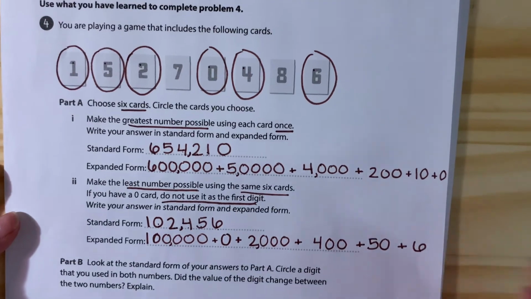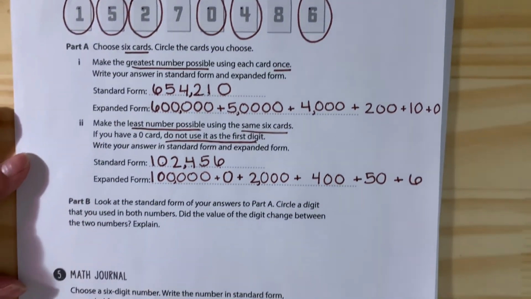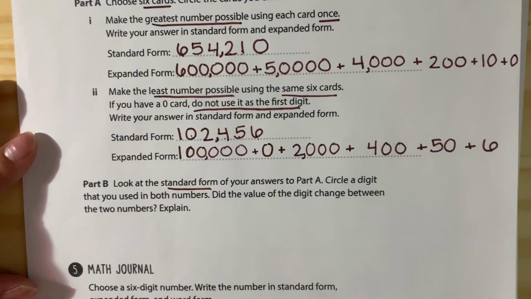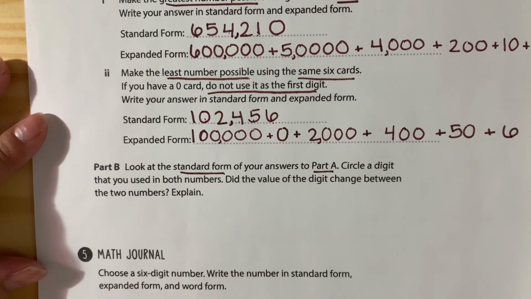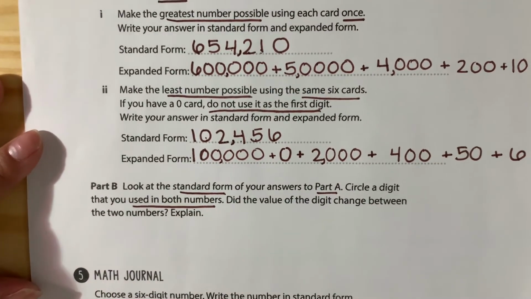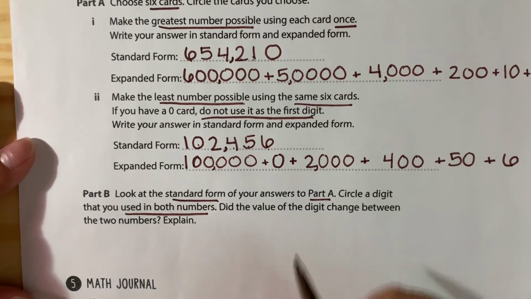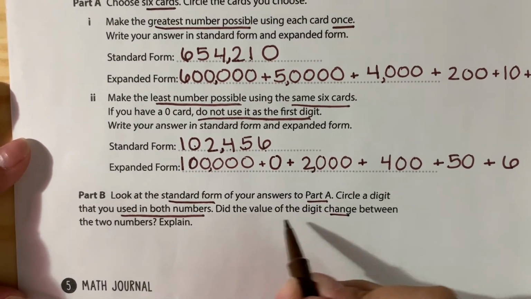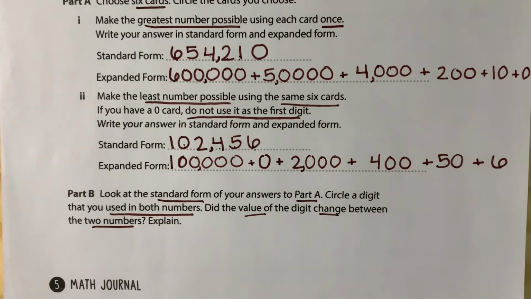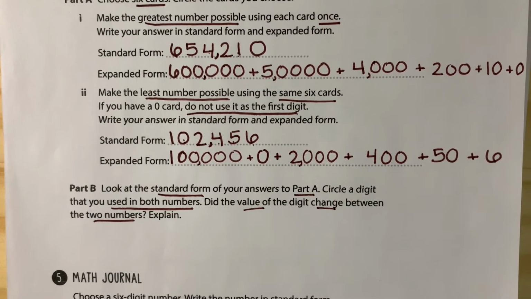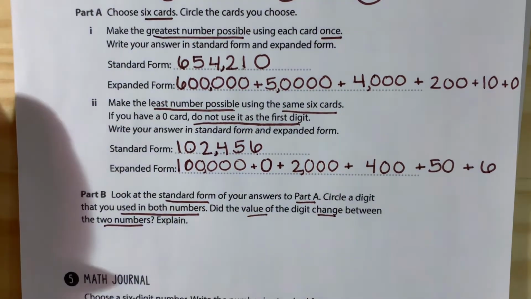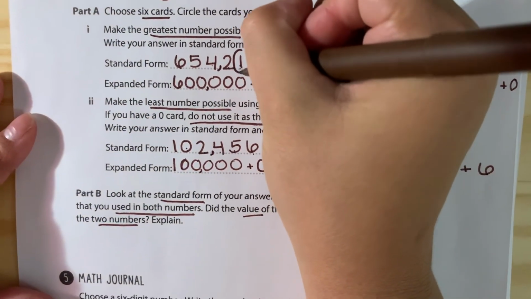So now that we completed part A, we can go and look at part B. So look at the standard form of your answers to part A. Circle a digit you used in both numbers. And then the question is, did the value change between the two numbers, and explain? So, obviously every number is going to match up somewhere because we use the same 6 cards in both examples. But just for an example, we're going to go and circle our ones.